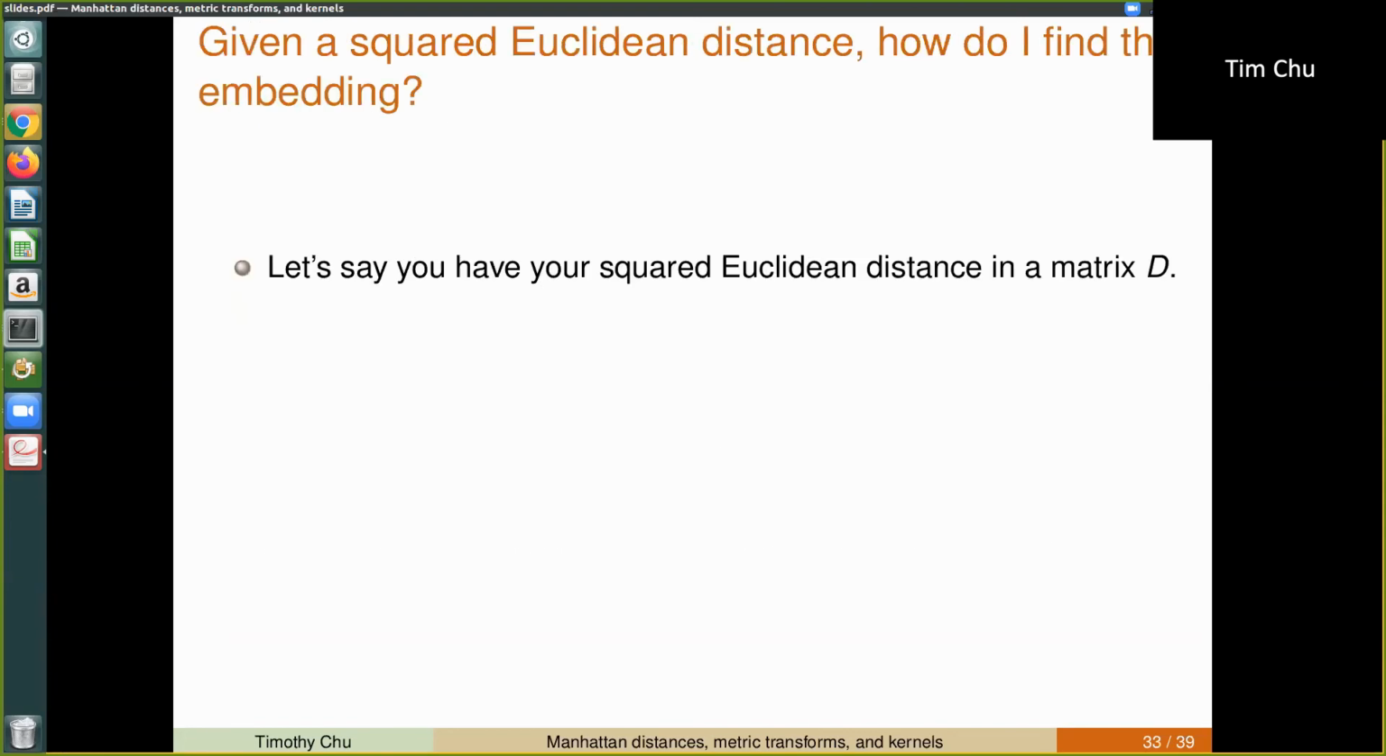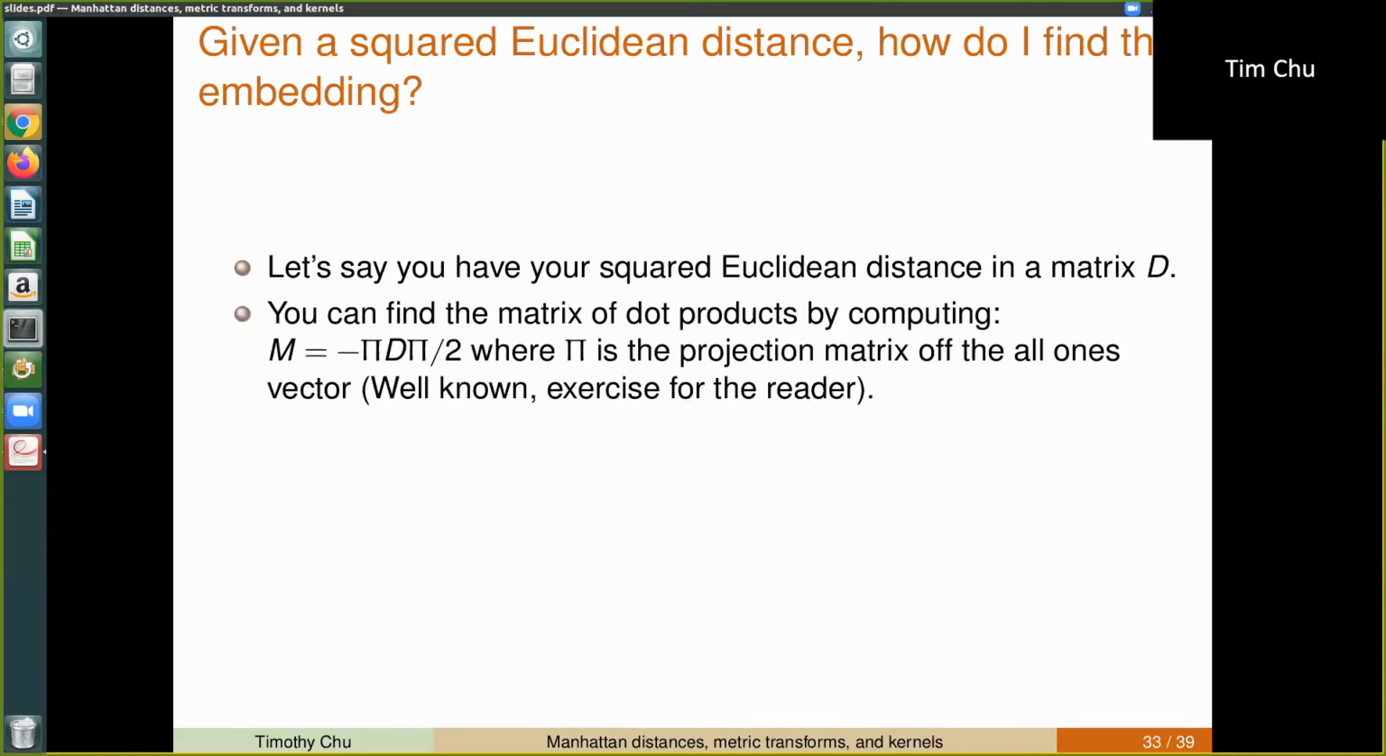Well, let's say you have your squared Euclidean matrix D. How am I going to back out the actual embedding? It turns out that you can find a matrix of dot products, which I'll call M, by computing negative Π D Π over 2. And here Π is the projection matrix off the all ones vector. Again, basically, if I have a bunch of points and I have their squared Euclidean matrix, I can figure out what the dot products between each pair of points are by computing the following matrix.